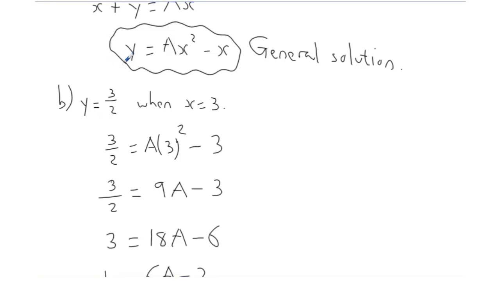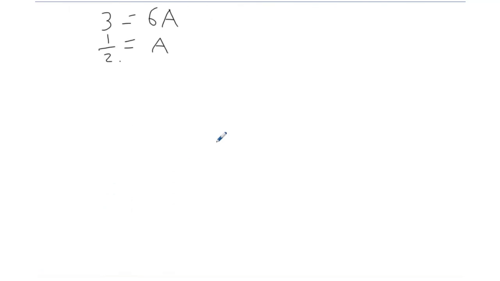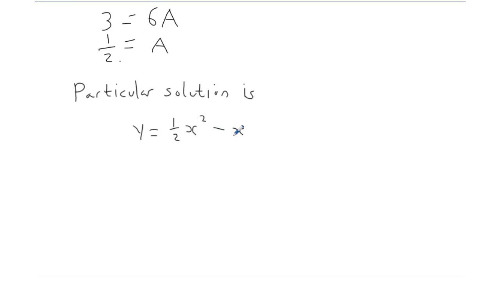So the general solution was y equals ax squared minus x, which means that the particular solution will be y equals a half x squared minus x. Particular solution is y equals a half x squared minus x.